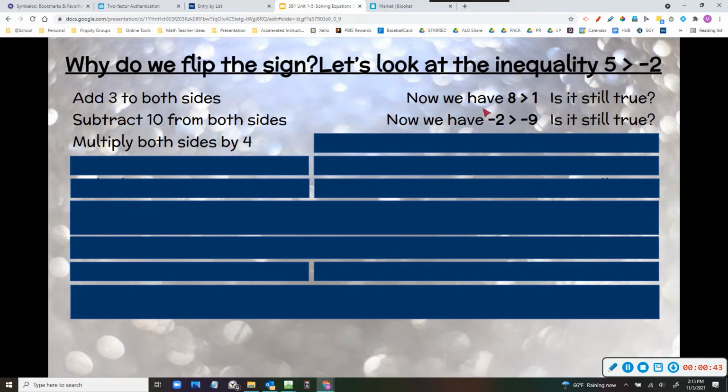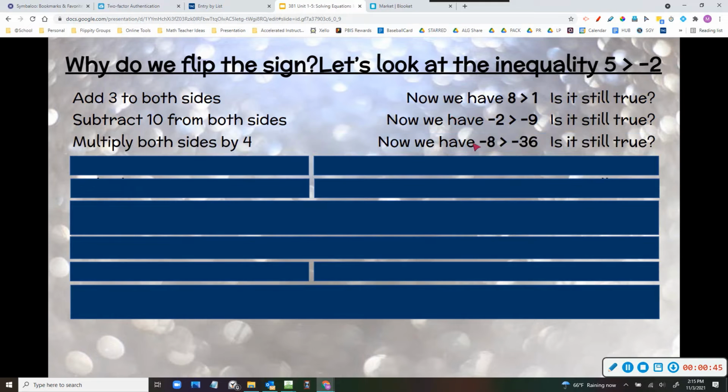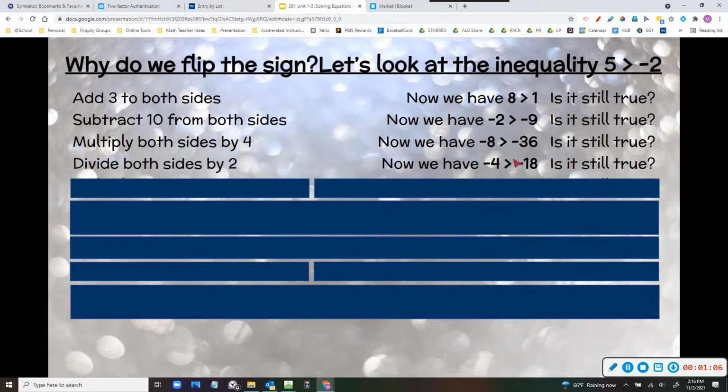What if I multiply both sides by 4? I have negative 8 greater than negative 36. Is negative 8 more positive than negative 36? Then it's greater. Remember, we don't look at the number. We're not talking about slope now. We're talking about the numbers. Negative 8 is technically greater than negative 36. It's closest to 0. What if I divide both sides by 2? Now I have negative 4 greater than negative 18? Yes, it's still true.